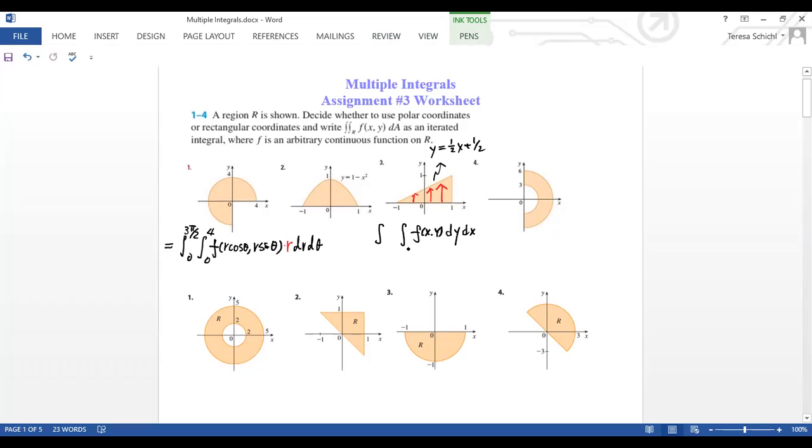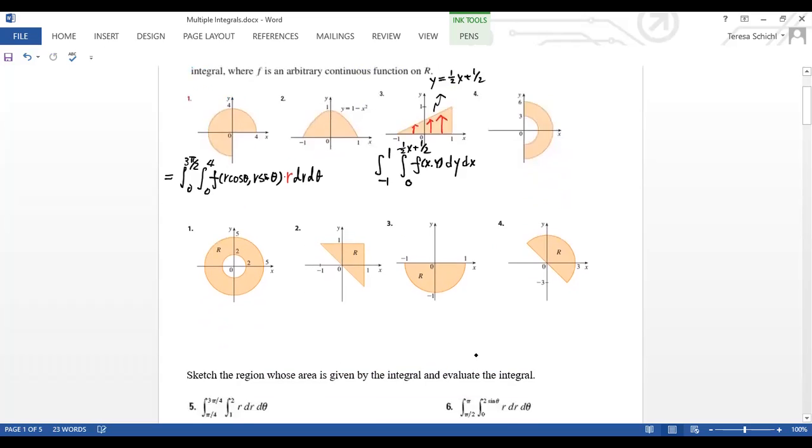So y is from 0 all the way to where? From 1/2 x plus 1/2. Then I finish the x. X is from where to where? From -1 to 1. So for this problem, probably the Cartesian coordinates will be a lot easier.